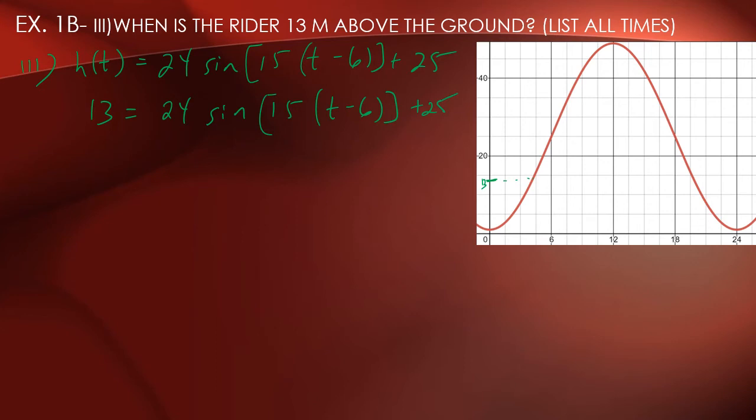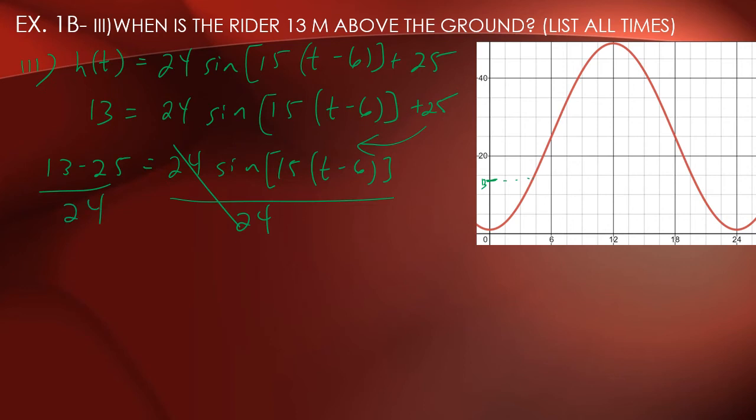Step number 1. Bring over the 25. What's going to happen to it? It's going to become minus 25. So 13 minus 25 equals 24 sine 15 of all that stuff. What would be the next step? The next step would be to divide both sides by 24. Okay, so I'll do that calculation. 13 minus 25, negative 12 over 24 equals sine 15t minus 6.